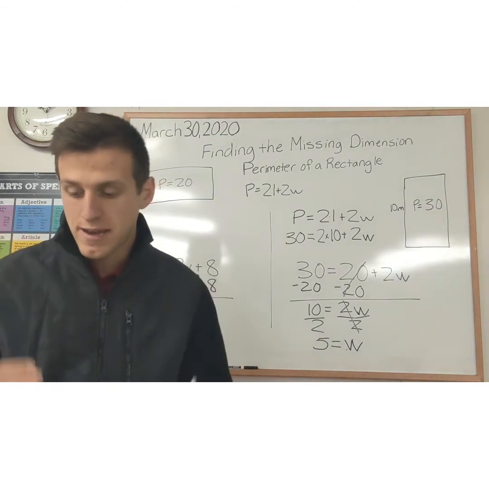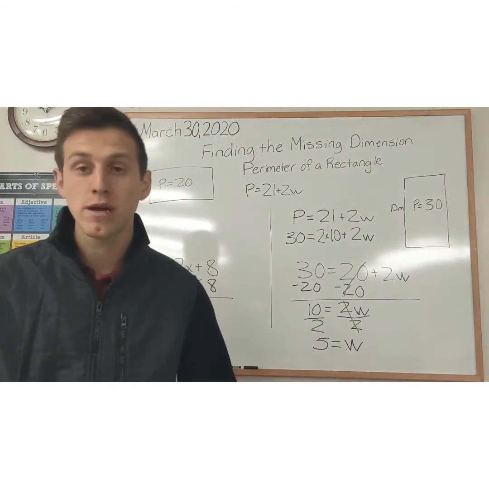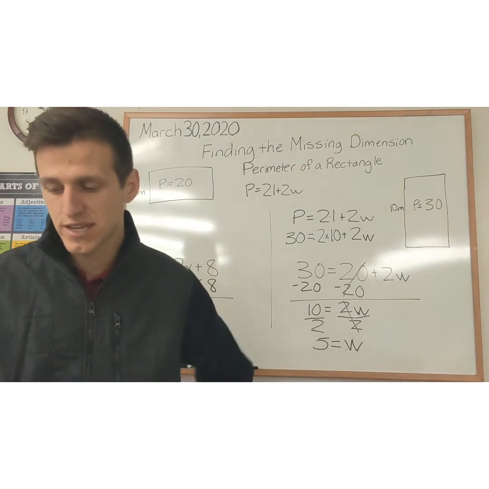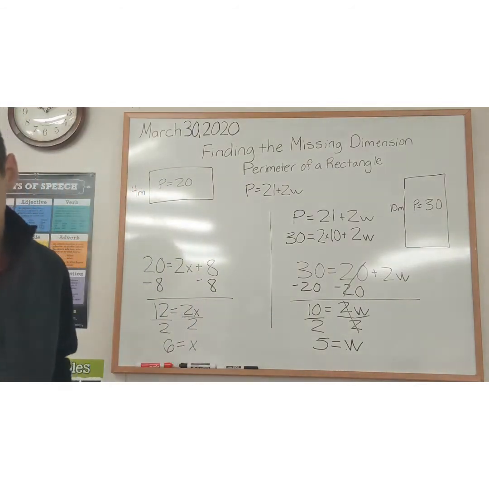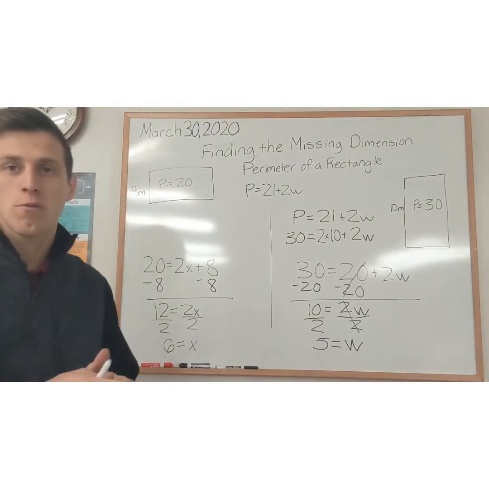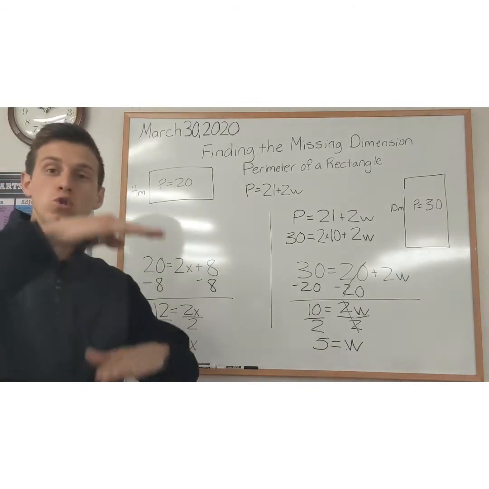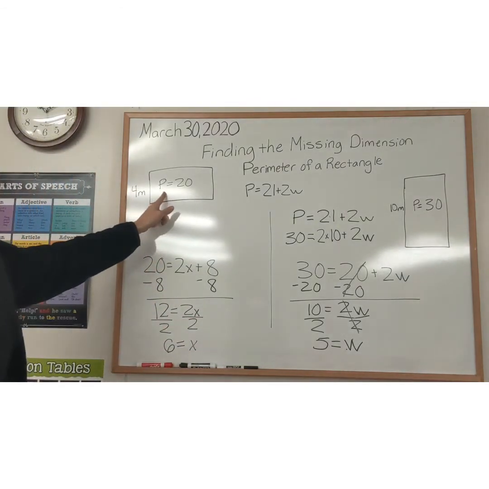Let's jump to the next one. Mr. Wade put trim around the edge of a ceiling. He used 20 meters of trim. The ceiling is 4 meters wide. How long is it? All right, so we have our drawing up here.